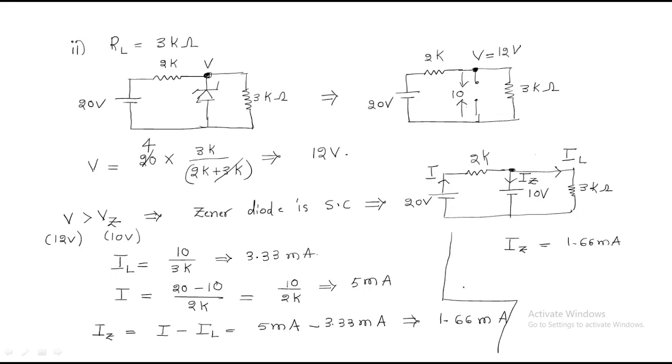We can find out the power across the GNR diode also. What is the power formula? GNR voltage times GNR current. The GNR voltage is already 10 volts and the GNR current is 1.66 milliamps. Then automatically this is 16.6 milliwatts. Understand? This is the procedure.